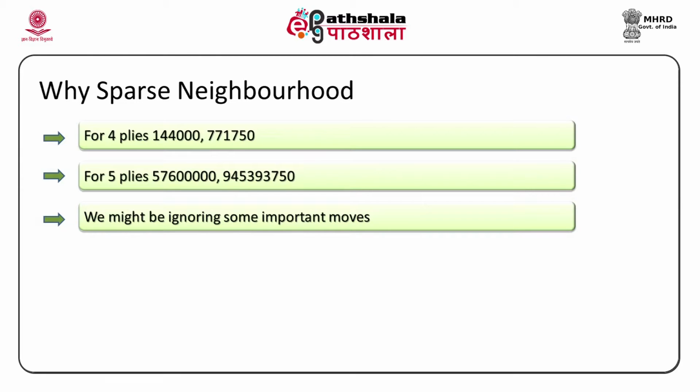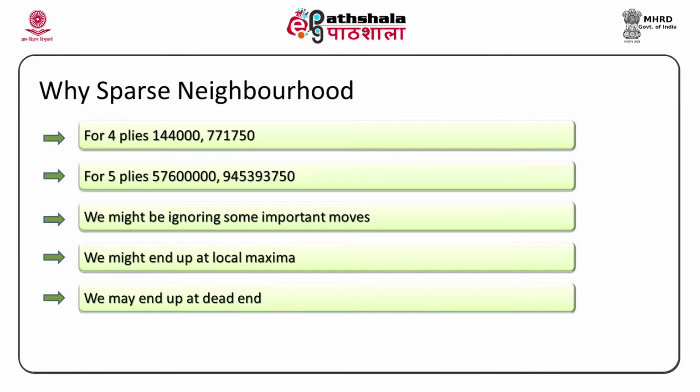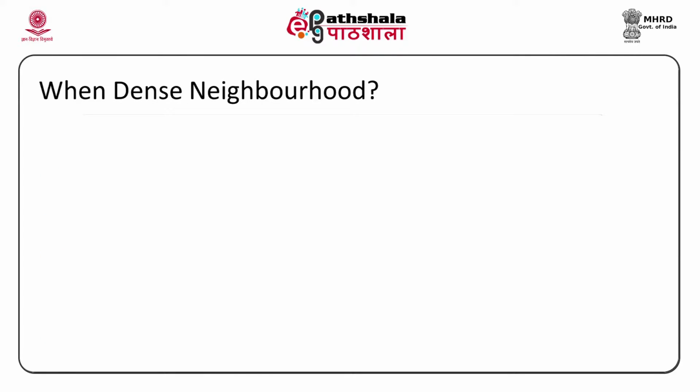The problems could be, if you are using sparse neighborhood, we might be ignoring some important moves, we might end up on top of a local minimum, we may end up at a dead end because you explore only 2 and both of them are dead ends. So the better thing is to choose the function on demand. For example, you begin with a sparse neighborhood, and when you are stuck, when you have a problem, when you have a local maximum, try a dense neighborhood and try an alternate route. Why do we go for sparse neighborhood? We have already seen: we like to explore the search space much faster and in real time.